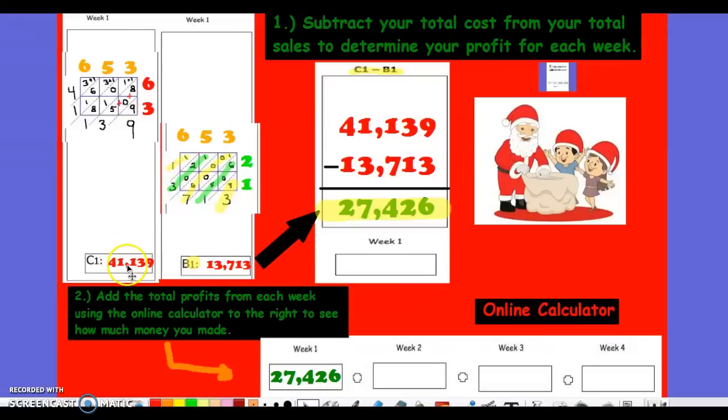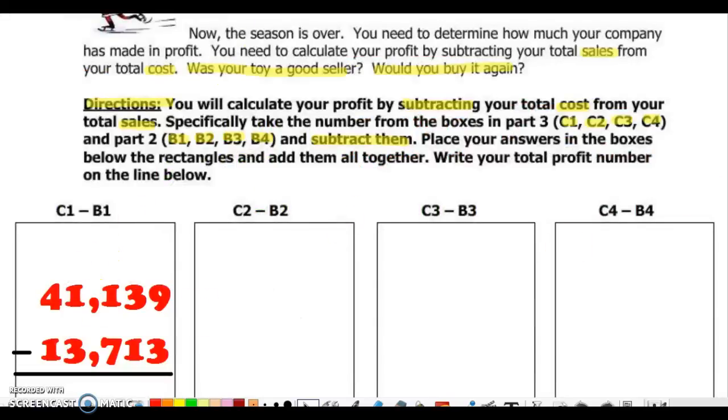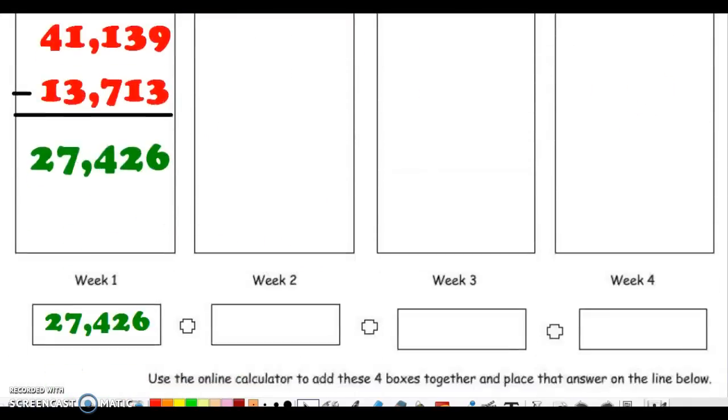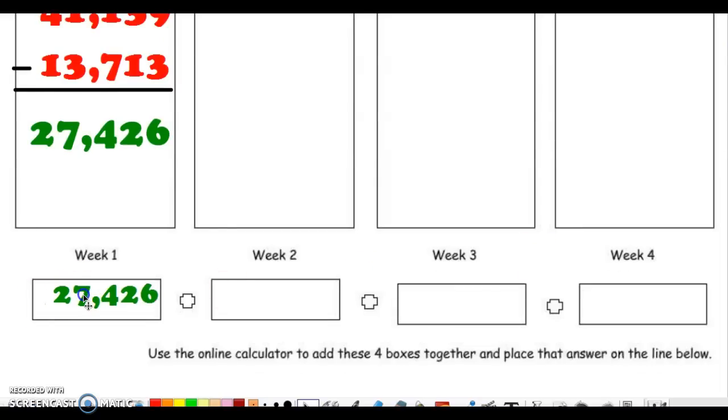However, we do not get to keep this total number because we still have to factor in how much it cost, and that's this part of the project. C1 and B1, you take $41,139 and subtract $13,713 to come up with your total profit, which is $27,426. On your worksheet, you're going to do your subtraction by hand, figure out your total profit, and then place that number in the bottom for week 1.